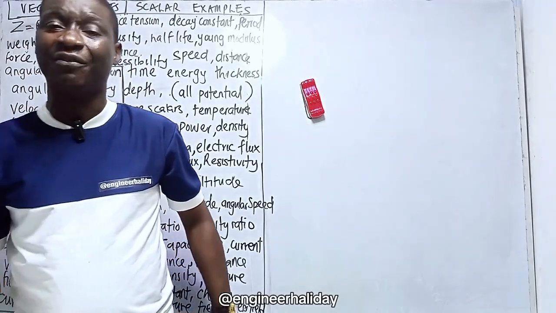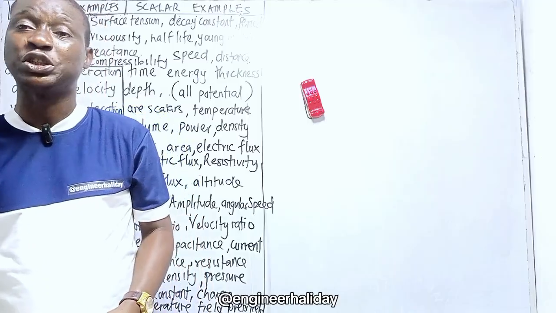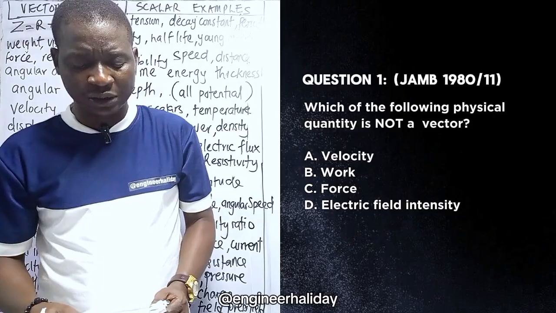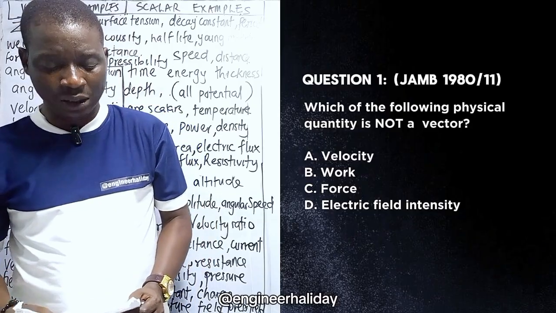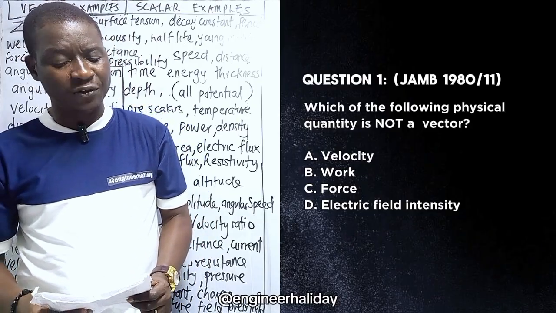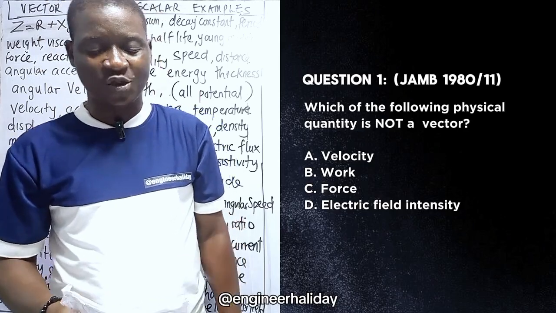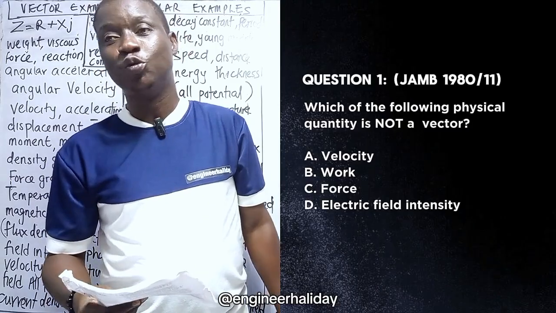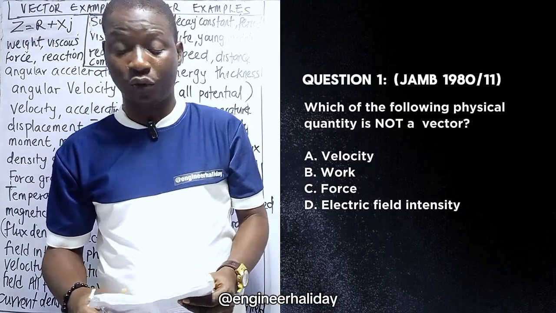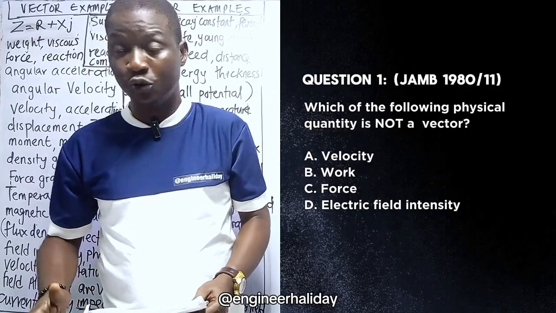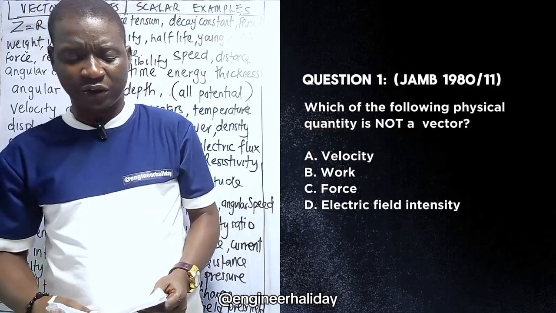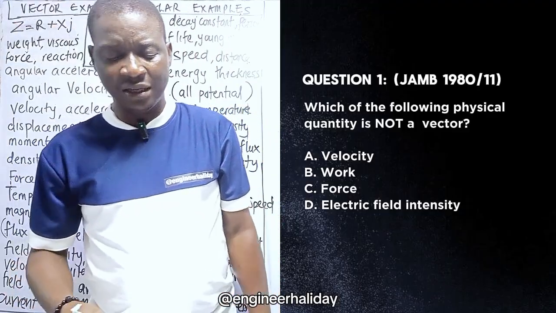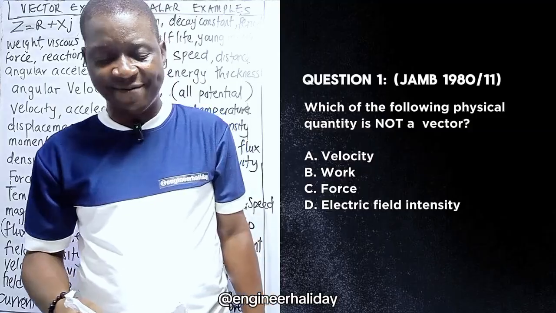Now let's go into questions, since I've enlightened us, so that we can round up this definition and example section of chapter 2. Now, the question says, number 1, 1980, number 11: which of the following physical quantity is not a vector quantity? So I believe you can write it down, and as you are listening to this class, you will also jot down to learn. You can even be answering the question for yourself. A, velocity; B, work; C, force; D, electric field intensity. Which of the following physical quantity is not a vector?